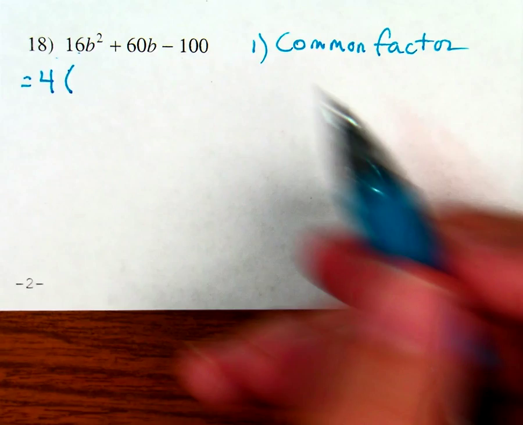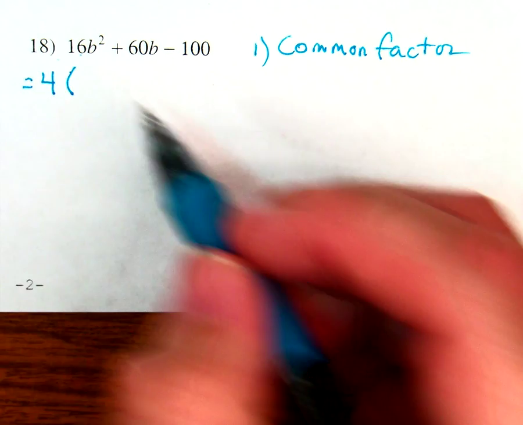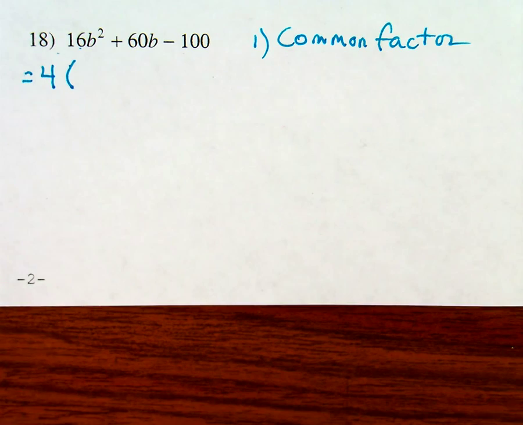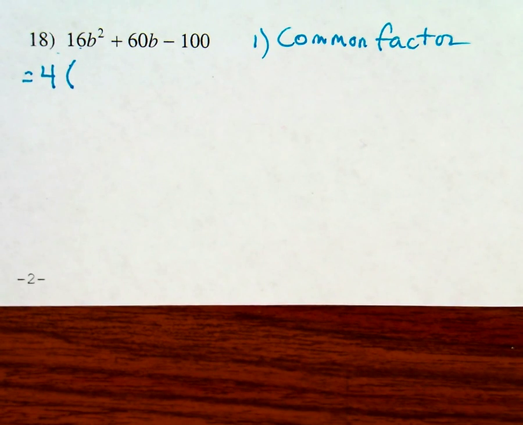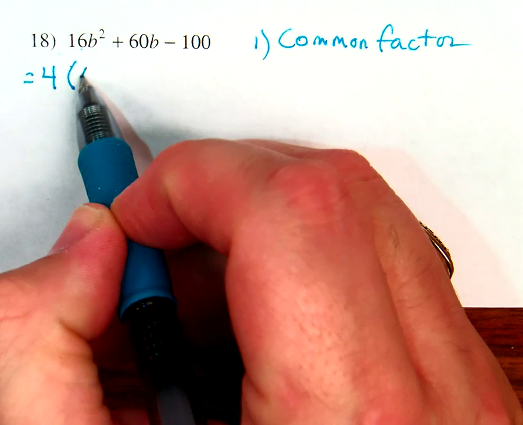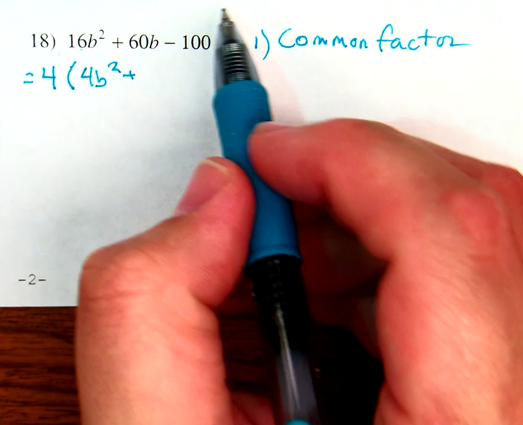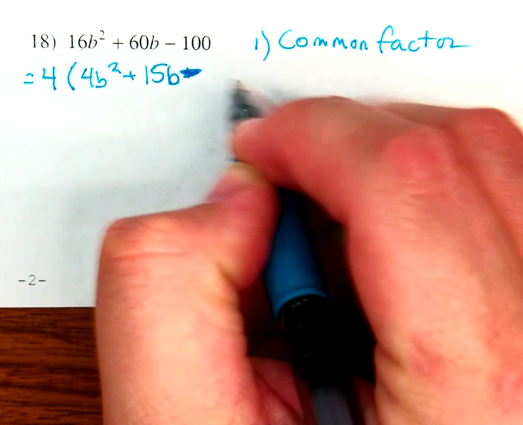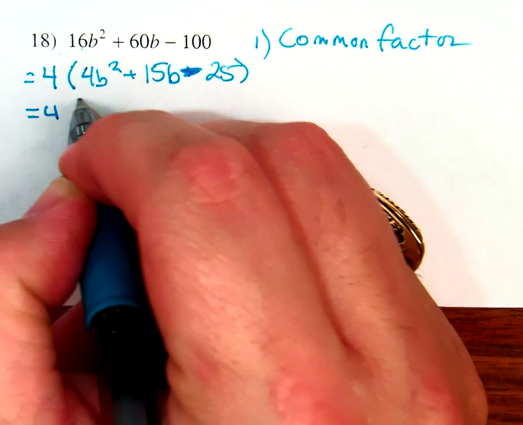And if I take 4 out first, the first thing you do is always factor out a common factor if you can. And in this case, you can. And then we do the ABC thing. Now here we're going to get 4b squared plus 15b minus 25. And then you can just do this.